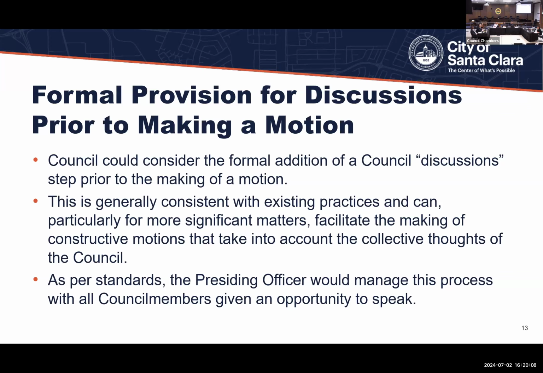If you all value that, you could include in there some requirement, for example, that the presiding officer, before they receive any motion or allow any second, say, hey, before we do have a motion or second, do folks want to have at least some level of comment and input on the item? You could formalize that. And again, the presiding officer would typically manage that. Next slide.